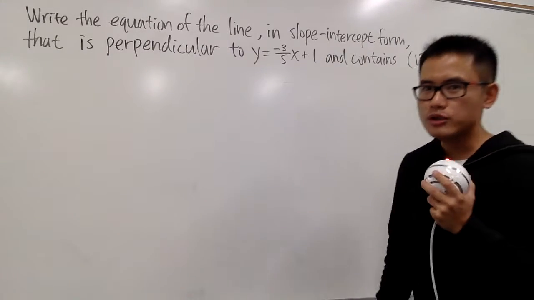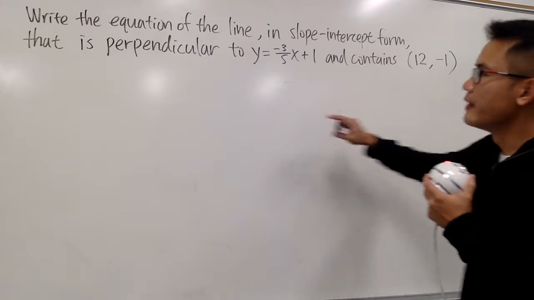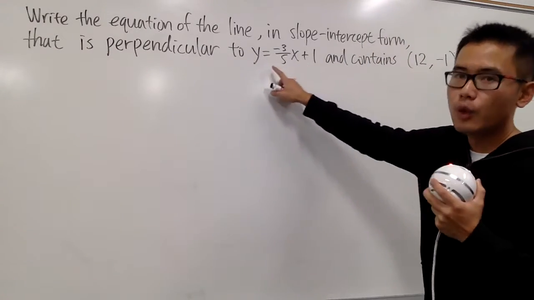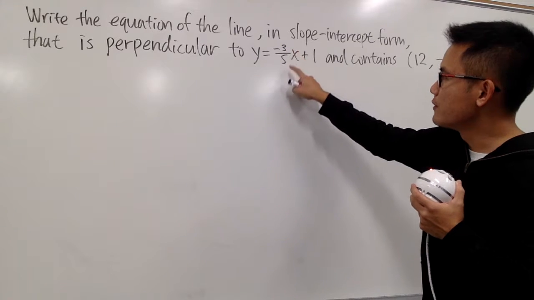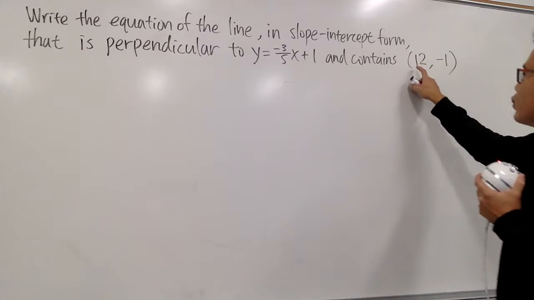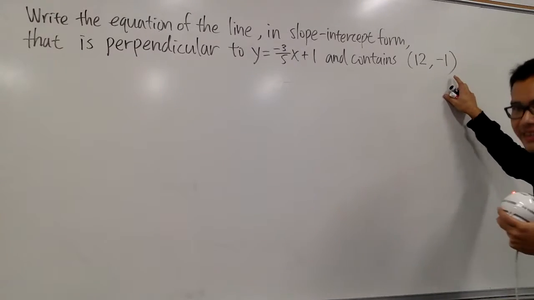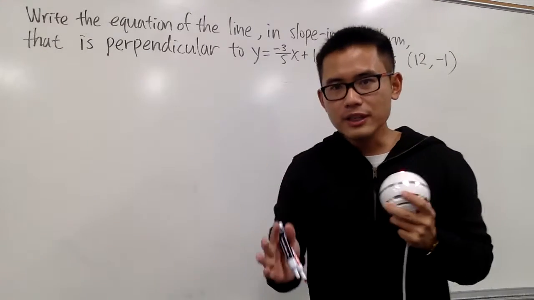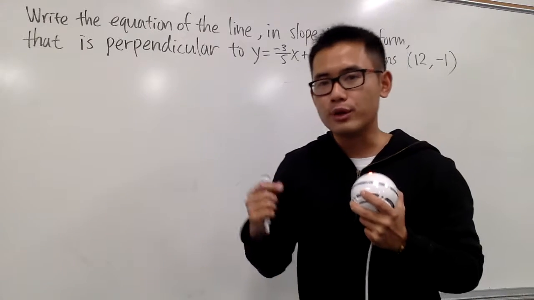Okay, we're going to write the equation of a line in the slope-intercept form that's perpendicular to this line, y is equal to negative 3 over 5x plus 1. And we also want to have the point (12, -1). Alright? So remember, first of all, we have to know what slope we are going to use.